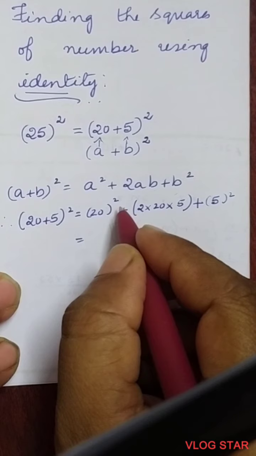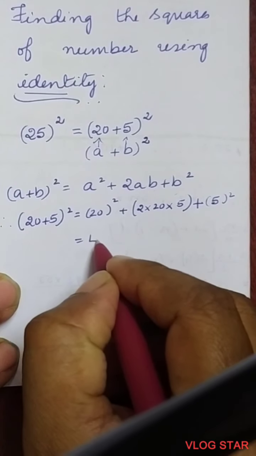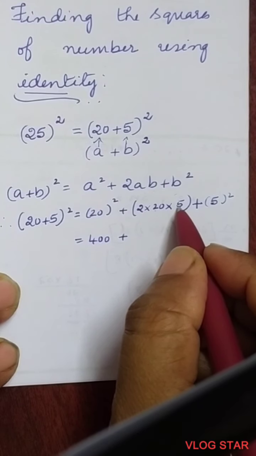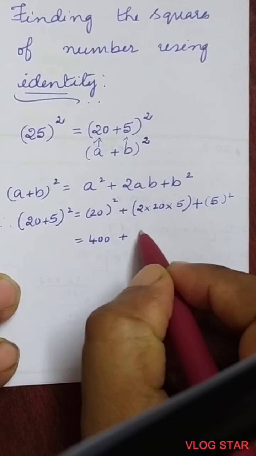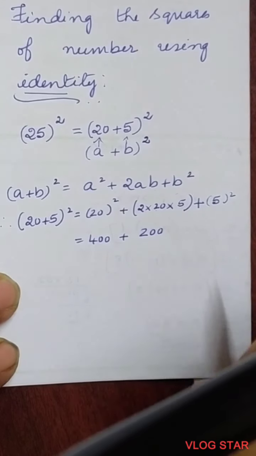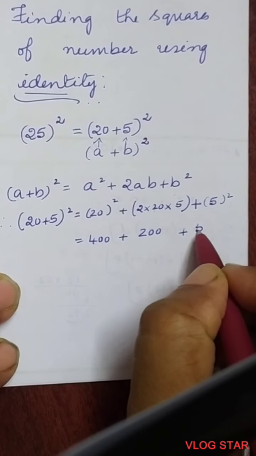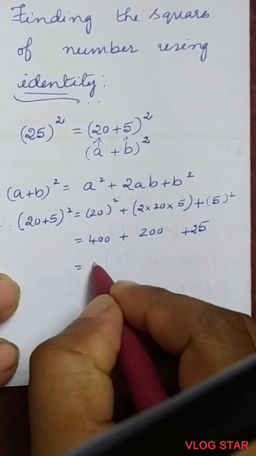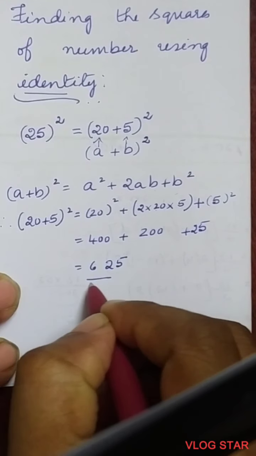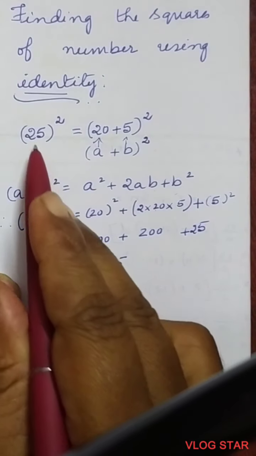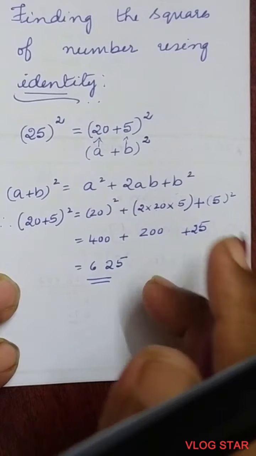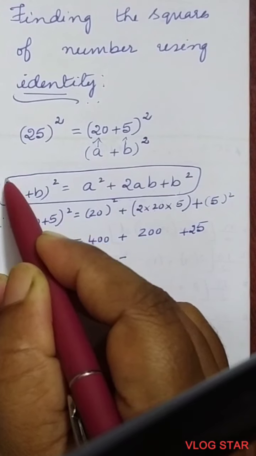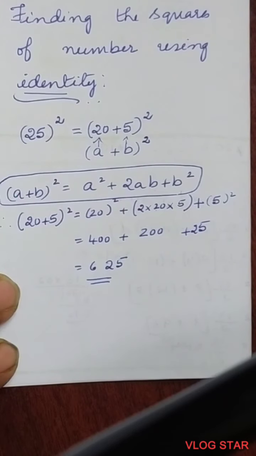So 20 square means 20 into 20, that is 400, plus 2 2s are 4, 4 5s are 20, then one more 0 is there, then plus 5 square, that is 25. So 400, 600, 625 is the square of the number 25. So like this we can use this identity and we can find out the square of any given number.